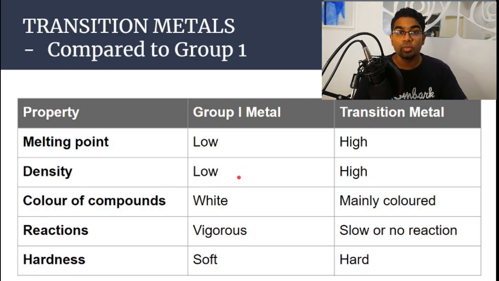If you haven't seen my video on group 1 metals, it's at the corner. So the transition metals have very high density. Obviously, when we think about putting a metal rod in water, we expect it to sink.